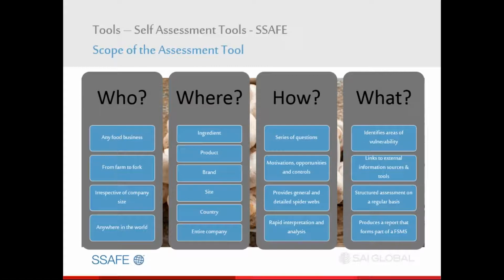So what? Identify the areas. Structured assessments on a regular basis. And again, you can do it more often than annually, of course, to help you identify those risks that you may have forgotten. Do it quarterly, monthly, biannually. Just as long as you have a robust system that covers your company.